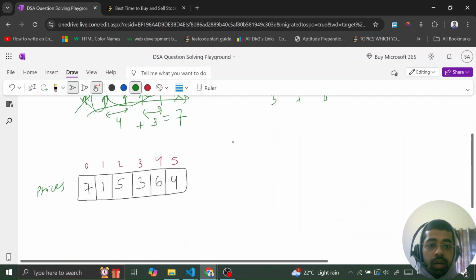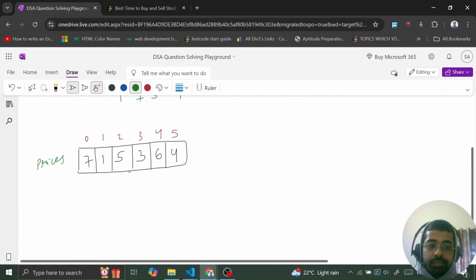So the same example I'm taking again, and this time I will actually be looping over it. I will be looping with i equals 1, and it will go till the last element of the array, which is the n minus 1th element. And till that, I will also have a profit, so profit of 0 initially.